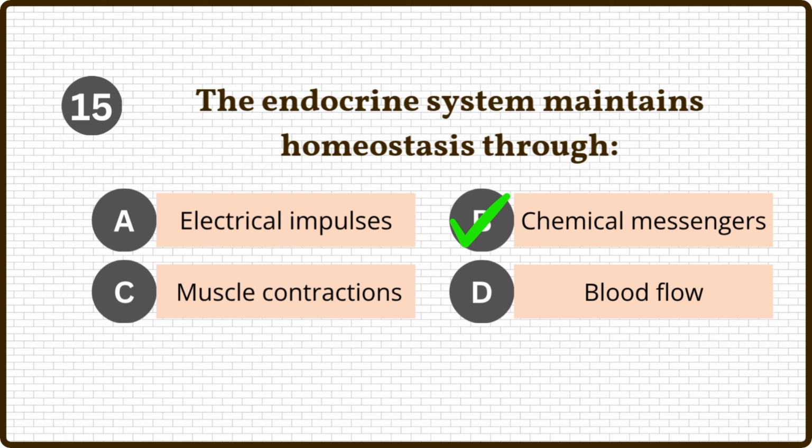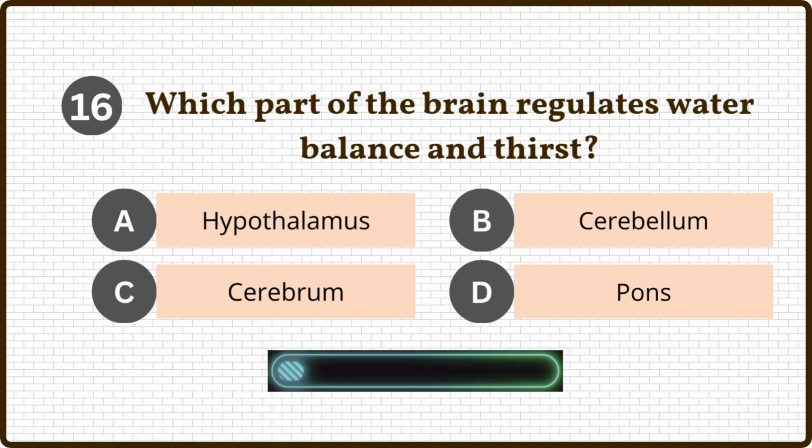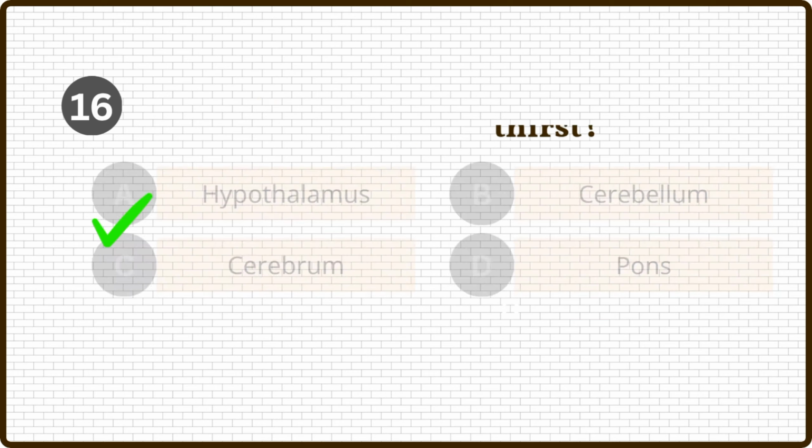The endocrine system maintains homeostasis through chemical messengers. Which part of the brain regulates water balance and thirst? The correct one is hypothalamus.